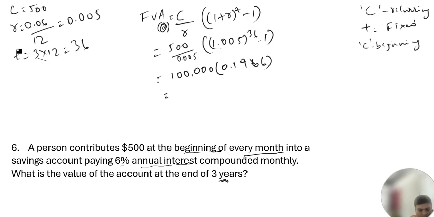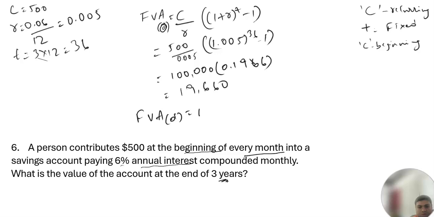That is 0.1966966. And if you multiply that 1 lakh by 0.1966, you're going to get 19,660. Okay. So this is the future value annuity ordinary, 1.005 power of 36 minus 1. What we have to do is calculate the future value annuity due.